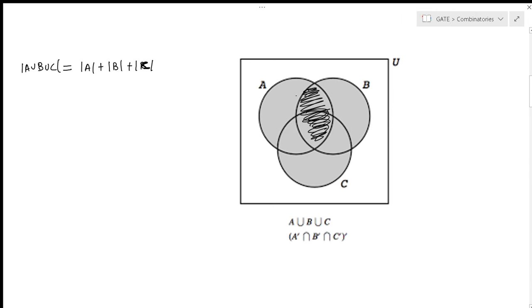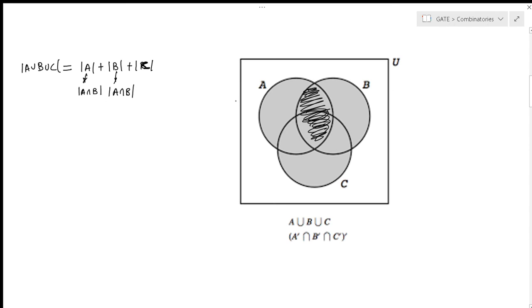Because when you add A, you took the A intersection B part, right? Because what you can say, you took what solely belongs to A plus what belongs in common with A and B, right? So here you added A intersection B also, right? Now when you add B, you took the part which solely belongs to B plus A intersection B. So the mistake we made is that we again added the A intersection B.